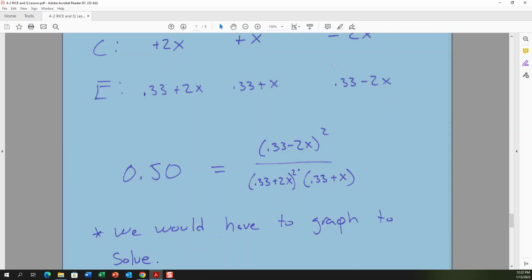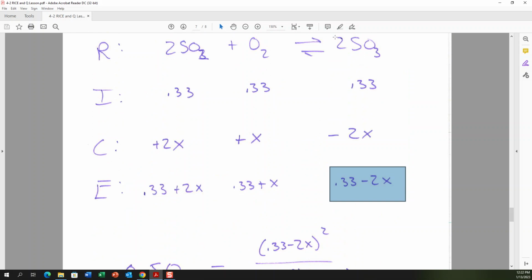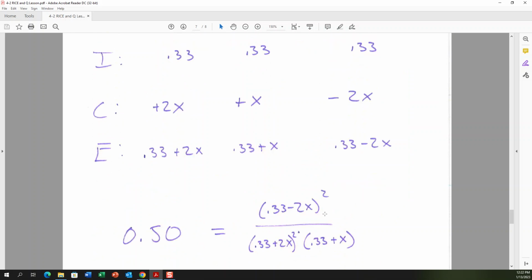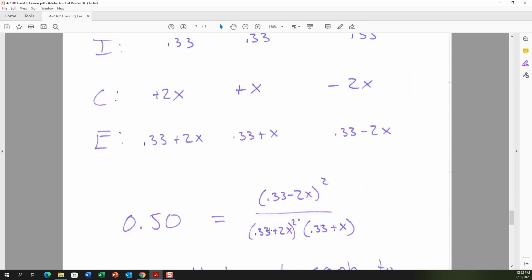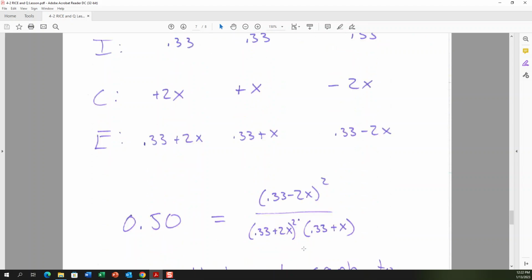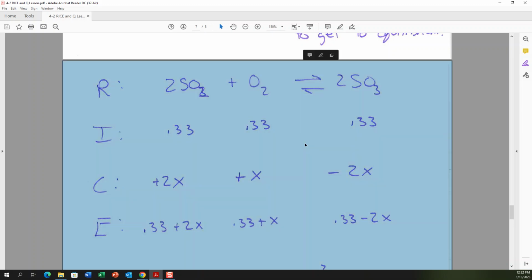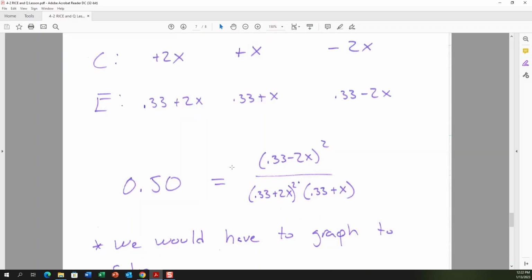Now remember, this is the equilibrium concentration of the SO3, but remember in the expression you've got to square it. So it would be that concentration squared over that concentration also squared because of that coefficient, and then times the oxygen concentration, but not squared because that coefficient was 1. All right, so now we're in a position where there is no simplification here. We'd have to solve for x.